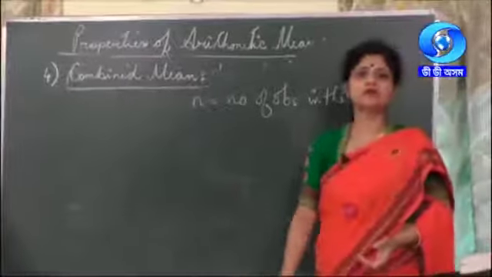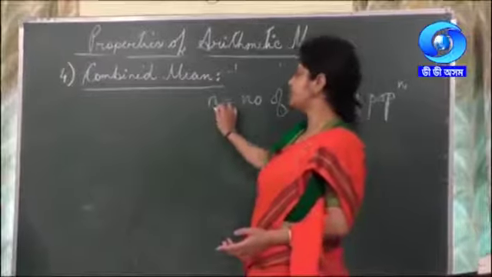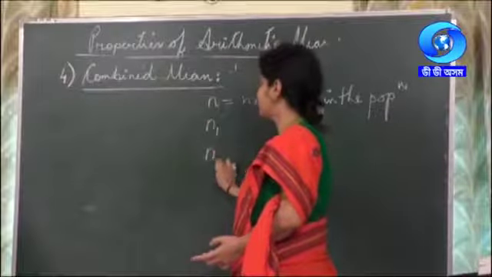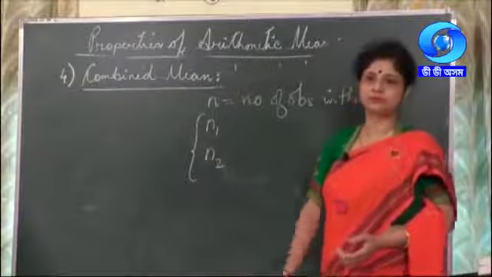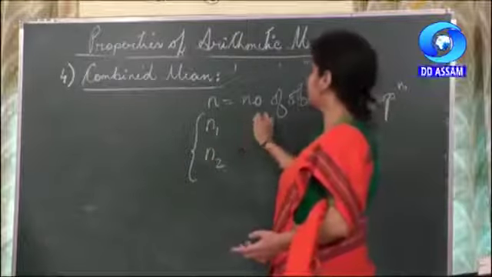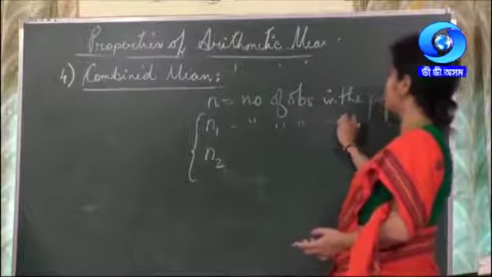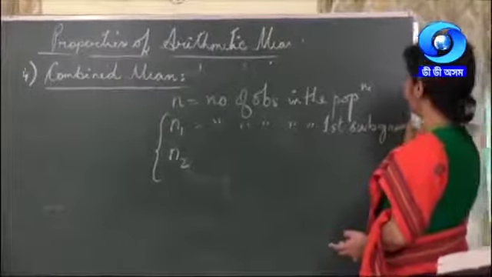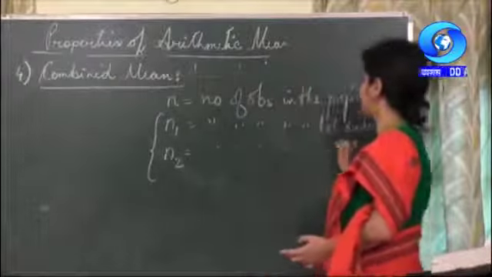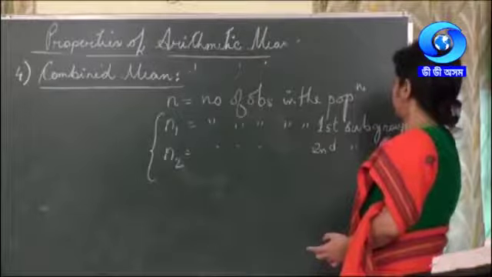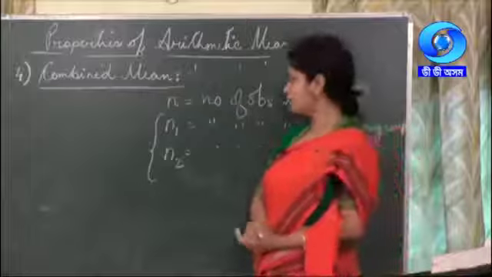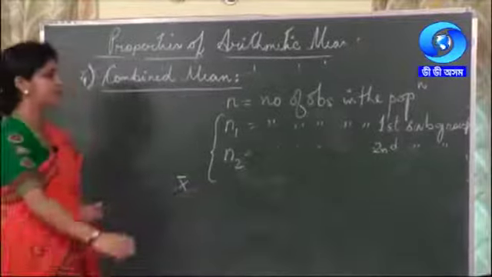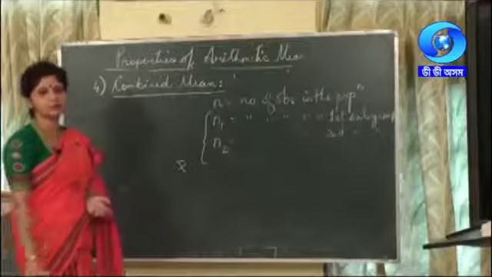All right, and then what we do, we subdivide this n number of items into some subgroups, say n1 and n2. Supposing, first let us consider just two subgroups, n1 being the number of observations in the first subgroup and n2 being the number of items in the second subgroup. All right, also let x bar be the mean of the entire population taken as a whole.